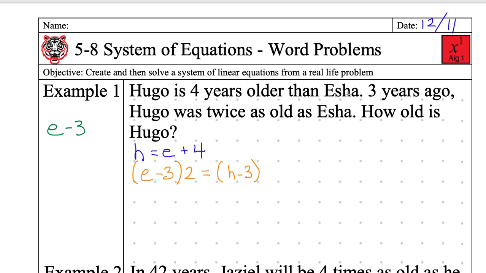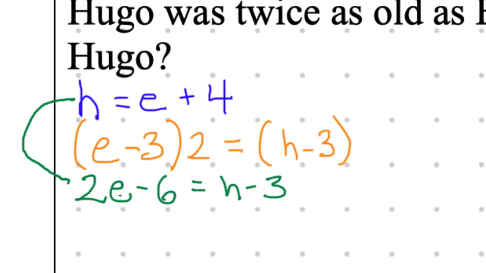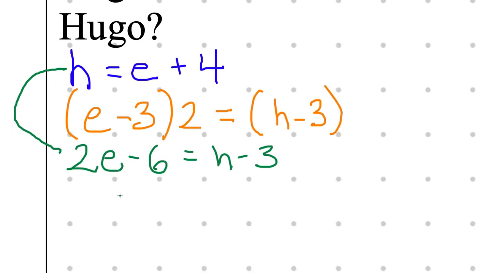I have two equations, a system of linear equations. I can help you guys a little bit. I can change this bottom equation. I can distribute this 2 into both of these two terms. So it becomes 2e minus 6 is equal to h minus 3. Again, just distributing that 2. So now I'm looking at this blue equation and this green equation. I guess I can zoom in, so that's all I really need to look at. The blue equation and the green equation.